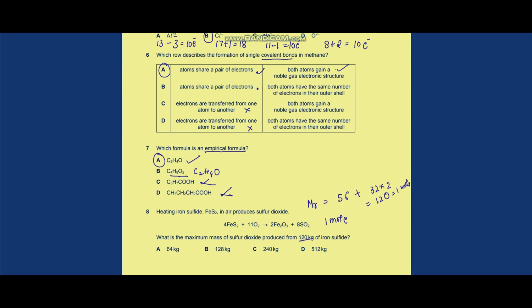Now the ratio which comes from this equation: if you have 4 moles of FeS2, you will get 8 moles of sulfur dioxide. Or I can say if you have 1 mole of FeS2, you will get 2 moles of sulfur dioxide. So whatever amount of iron sulfide is taken, double the amount of sulfur dioxide will be produced. So from 120 kg, that is equivalent to your 1 mole, you will get double the amount of sulfur dioxide, that is 2 moles.